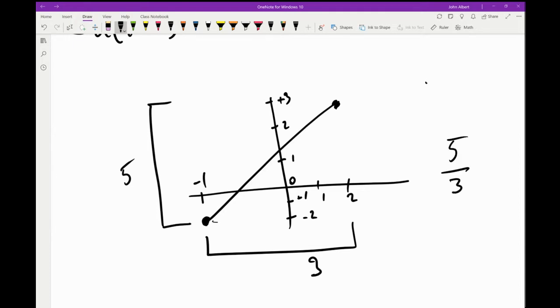If you're going up as you go to the right, then the slope becomes positive. If you were going down, it's exactly the same process, but then you put a minus sign in front of the slope.